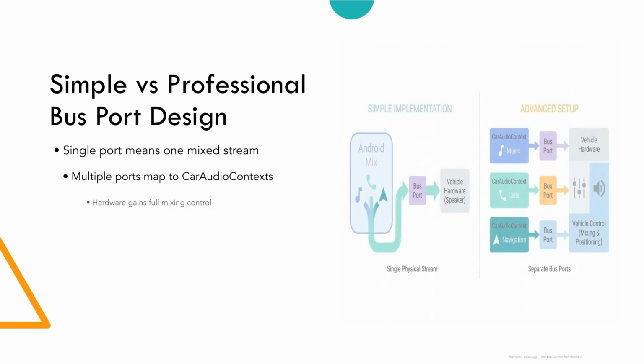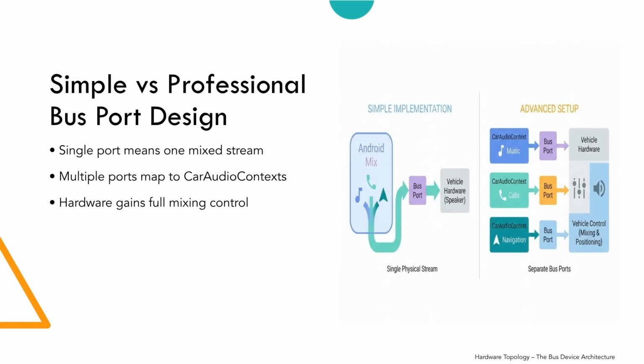A very simple implementation may use a single bus port for all Android sounds. In that case, Android mixes everything into one physical stream. A more advanced and professional setup provides separate bus ports for each car audio context. This allows the vehicle hardware, not Android, to fully control how sounds like music, calls, and navigation are mixed and positioned inside the cabin.